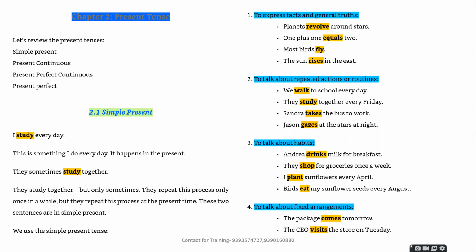In fact, in present tense, we have 4 different types of tenses: simple present, present continuous, present perfect continuous, and present perfect. Let's focus on present simple.